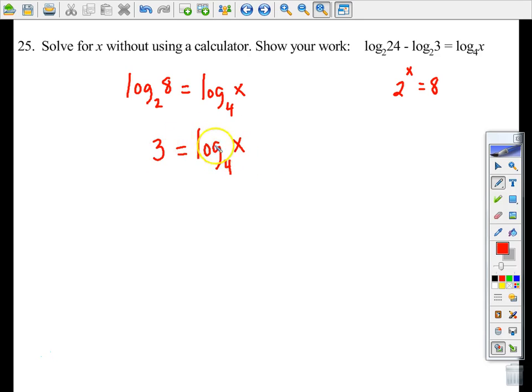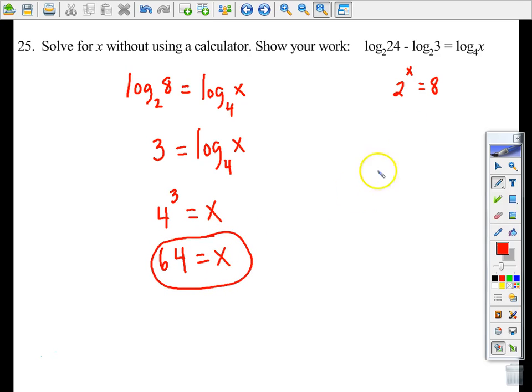Now let's change this log equation into an exponential equation. The base is 4, so in other words, I'm going to raise 4 to some power. Well, remember that logarithms are really exponents, and so if I'm looking at a log equation, whatever the log equals is the exponent. So in this case, the exponent that I'm going to raise 4 to will be 3. So 4 raised to the third power equals some number, which is going to give us our answer. 4 to the third power is 64.